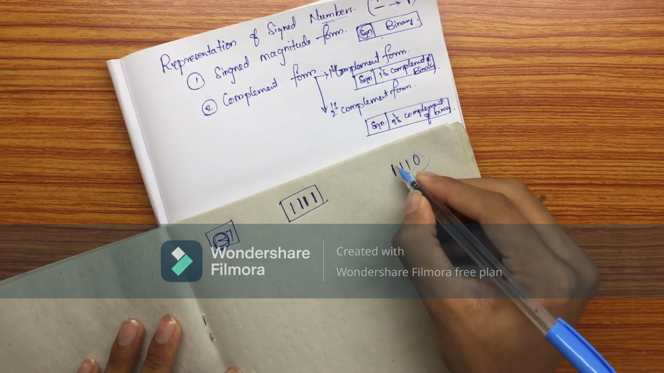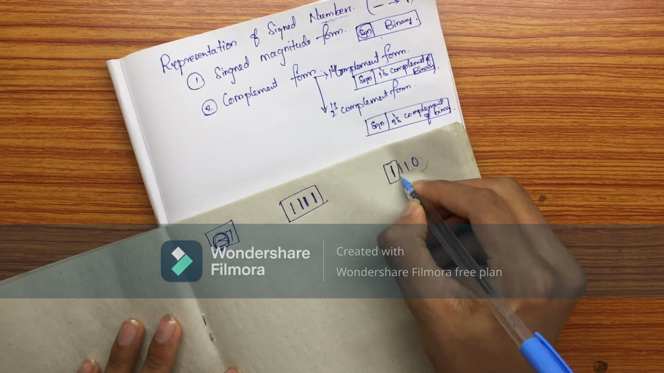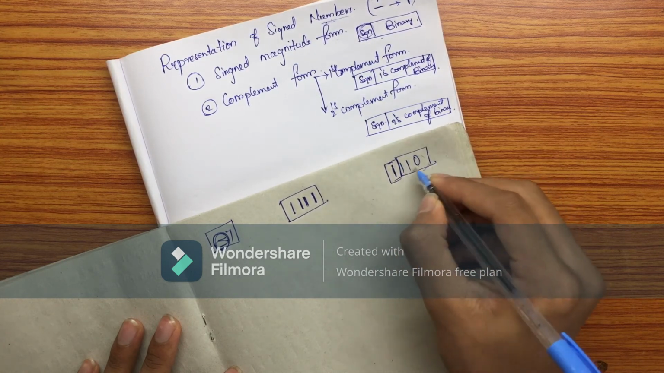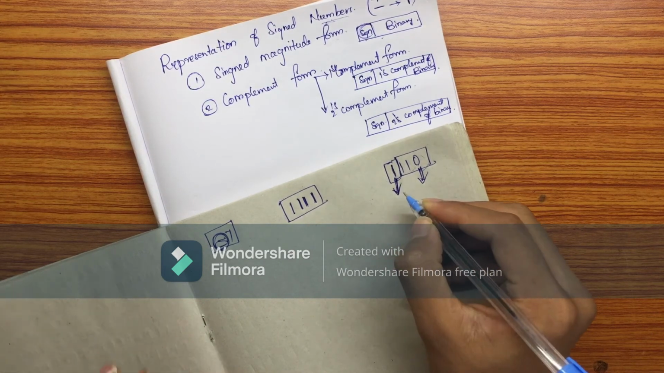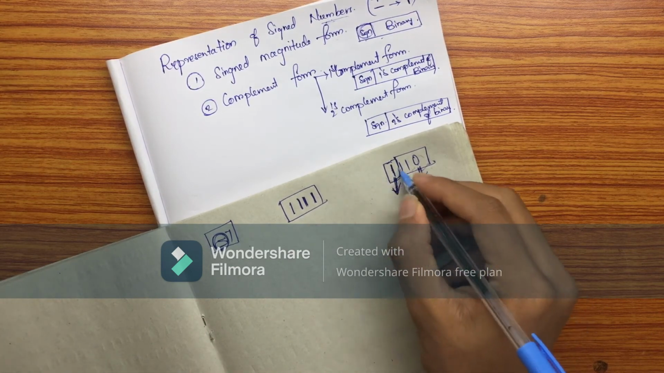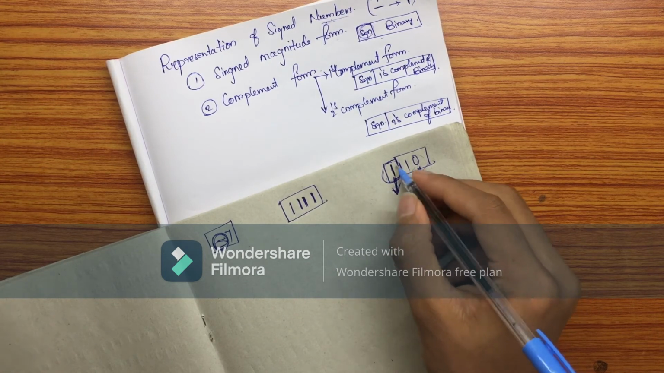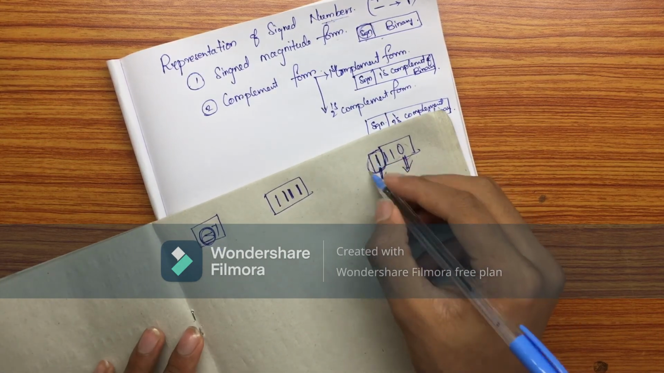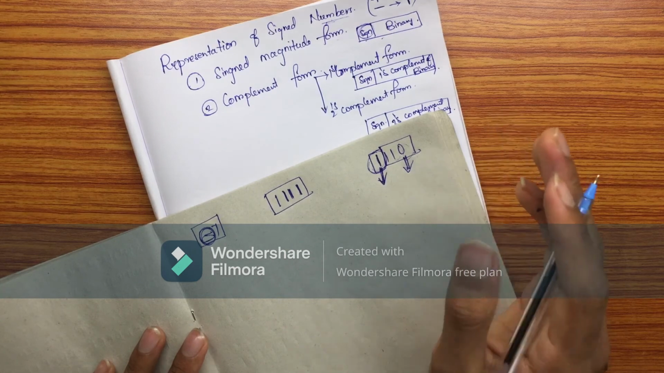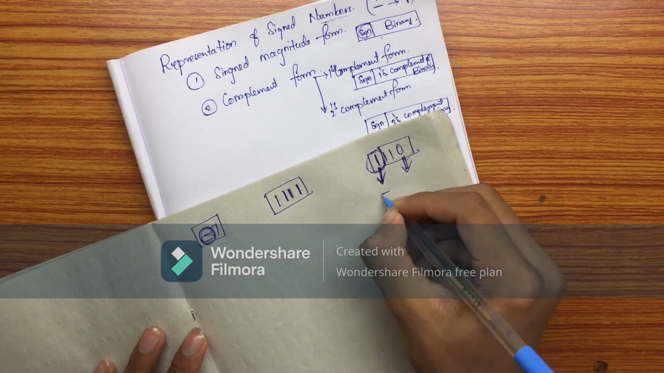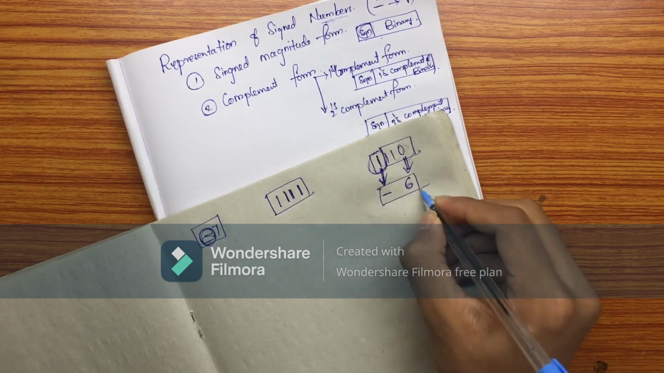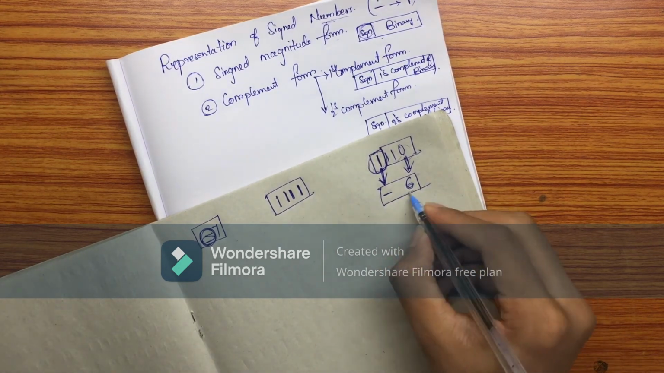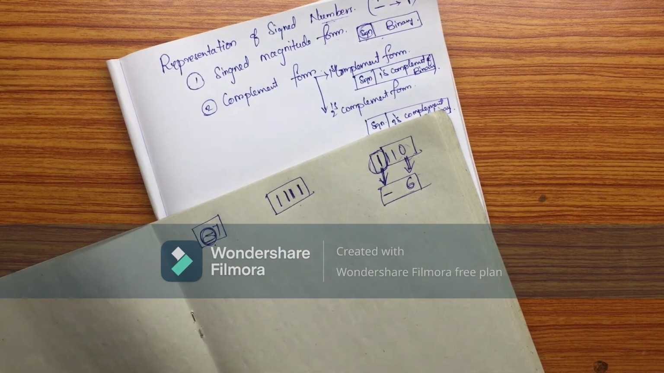Then you know that the first thing you have to do is separate the sign from the whole and find the equivalent of the rest. From this bit you are going to collect only the sign. Then you will get minus here, and 6 here. So this is -6. This is the way of identifying and converting. This is the sign magnitude form.